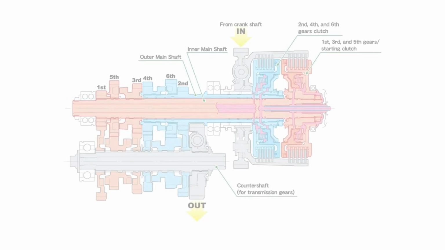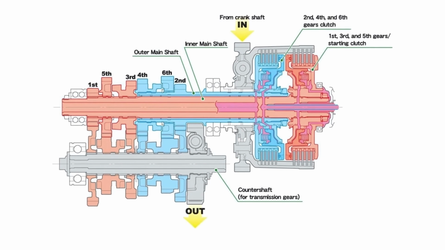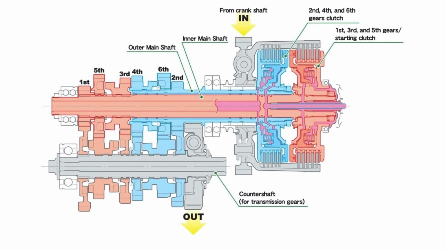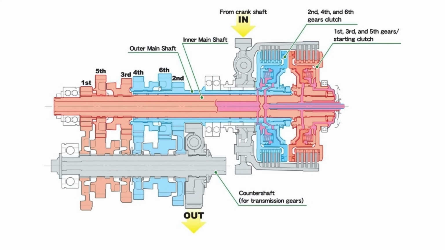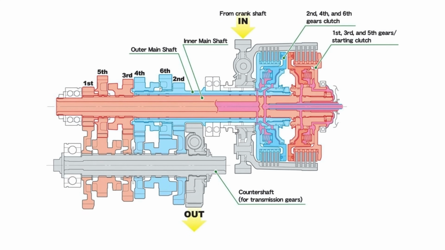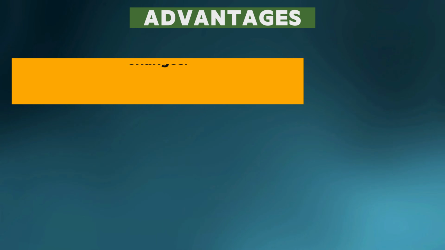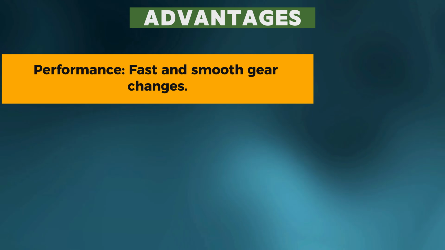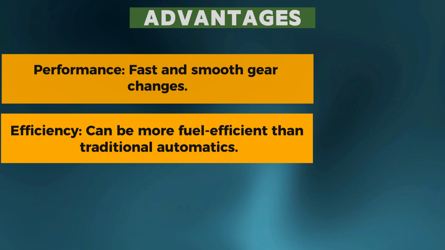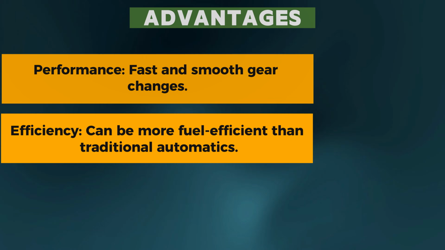How it works. A DCT uses two clutches to pre-select the next gear, allowing for lightning-fast gear changes without interrupting power flow. One clutch handles the odd gears, while the other handles the even gears. Advantages. Performance, fast and smooth gear changes. Efficiency, can be more fuel efficient than traditional automatics.